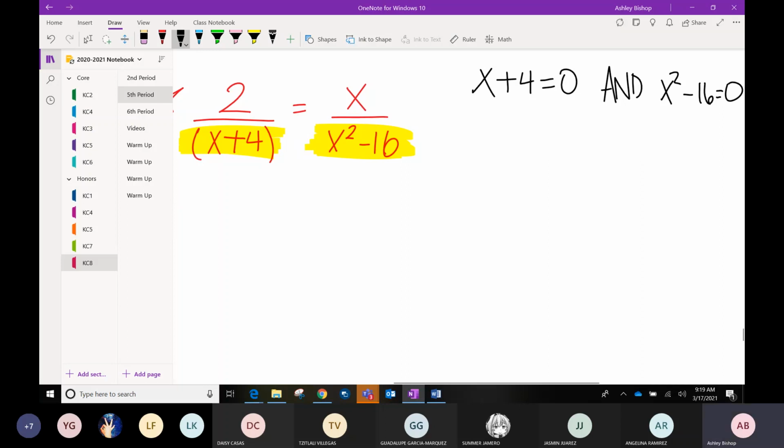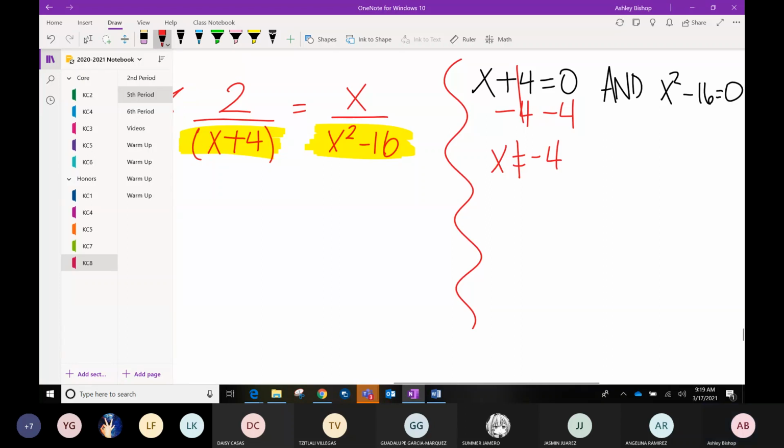Alrighty. The first one's pretty simple. I'm going to subtract 4 from both sides. x is equal to 0 minus 4, which is negative 4. And we don't want x to equal that. As long as x doesn't equal negative 4, we're good.